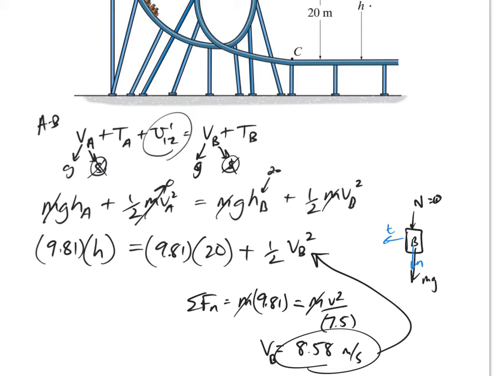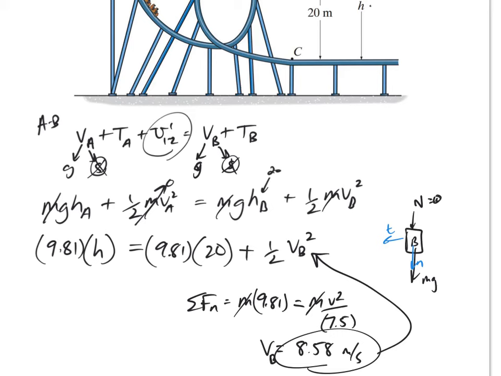Okay, so if something is barely making it or about to leave the track or about to fly off, we set that normal force of the ground pushing up on it, or in this case, of the track pushing down on the roller coaster, to 0. Sum the forces in that direction equals mass times acceleration in that direction to find that velocity. So in this case, it needs to have at least a velocity of 8.58 meters per second in order for it to make it up there.